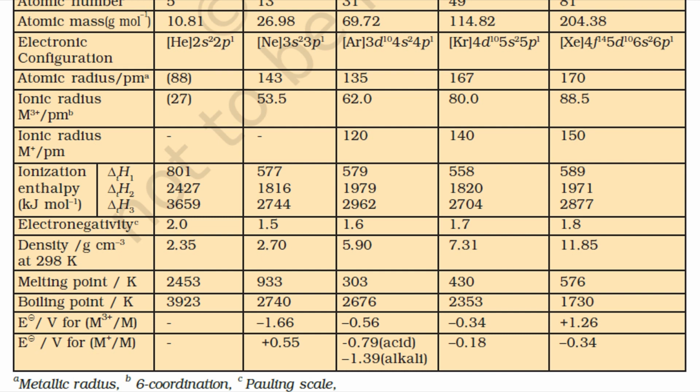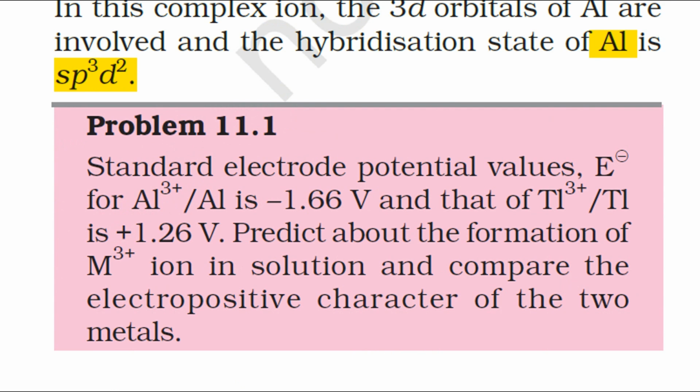Remember, the more negative the electrode potential value, the more stable the ion. The more negative the electrode potential value, the more easily the ion forms. As you can see, for M3+/M, aluminium has minus 1.66 and thallium has plus 1.26. So Al3+/Al is more stable than Tl3+/Tl, and the opposite holds for the M+/M value. Our question was to predict the formation of M3+ ion.